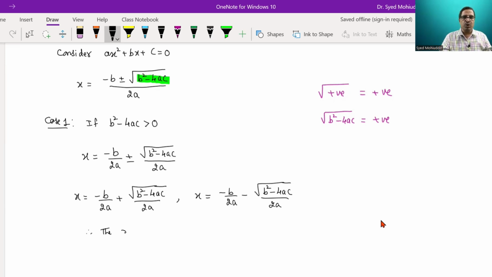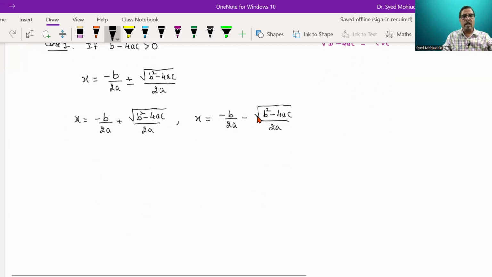These two roots are real and distinct roots. Since both the roots are different, we can say they are distinct roots. So if b square minus 4ac is greater than 0, then we can say that the two roots are real and distinct. That is case number 1. Now let us move on to case number 2.